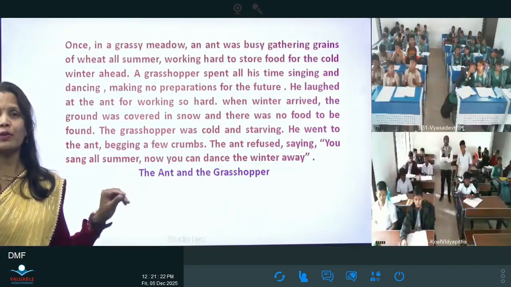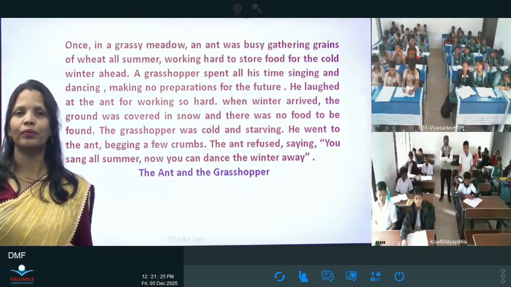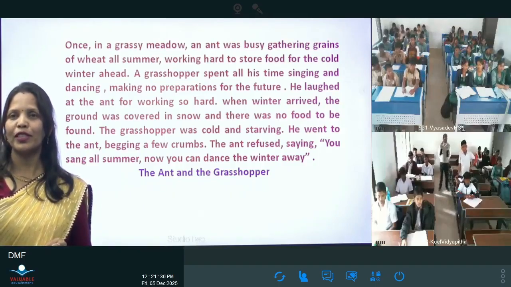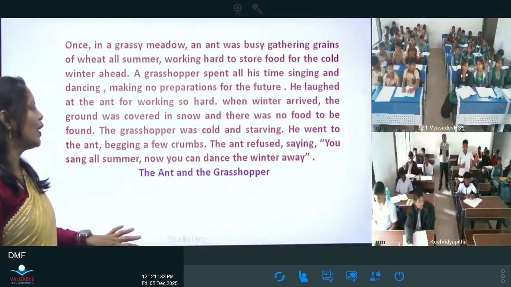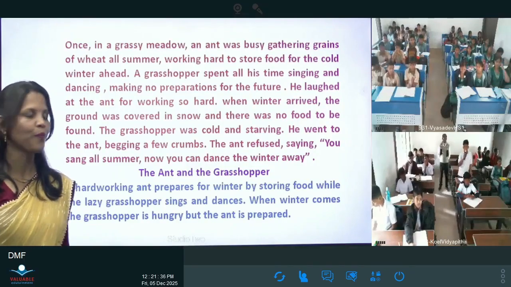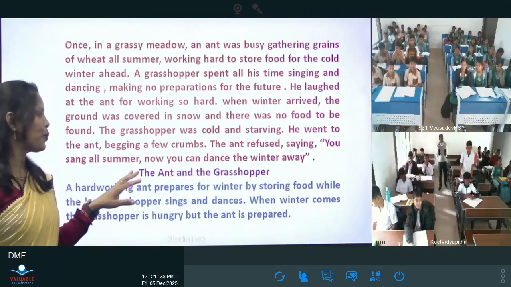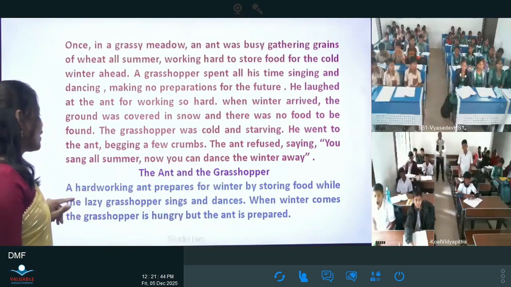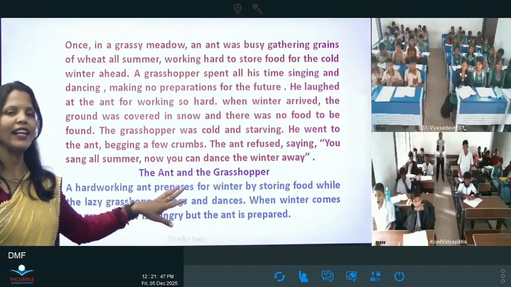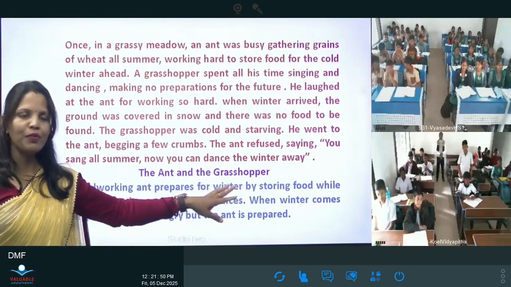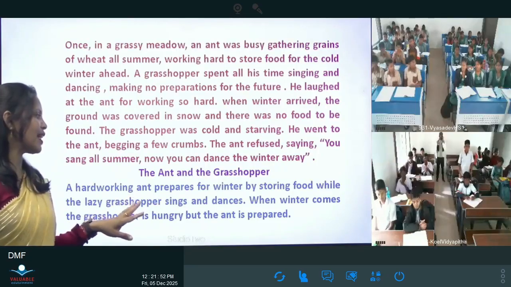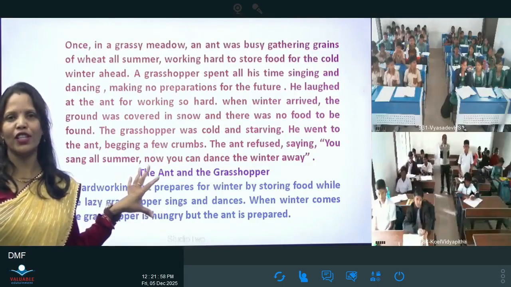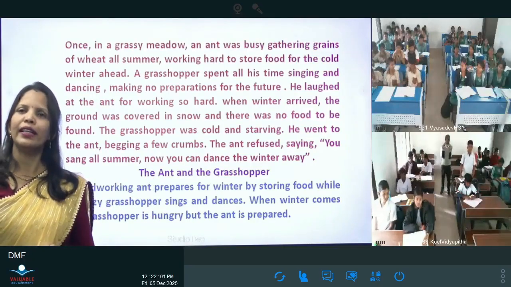Okay, and if we are going to summarize it, who will do it? Okay, let's see what I have written. A hard-working ant prepares for winter by storing food, while the lazy grasshopper sings and dances. When winter comes, the grasshopper is hungry, but the ant is prepared. Okay, so this is my version of the summary. You can write it according to your own understanding.